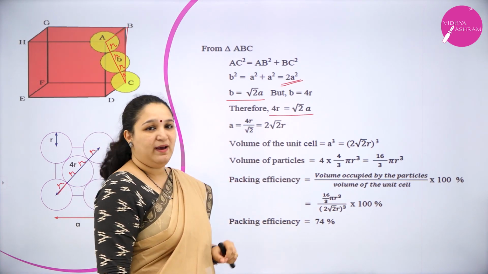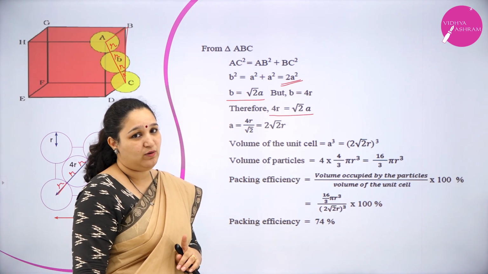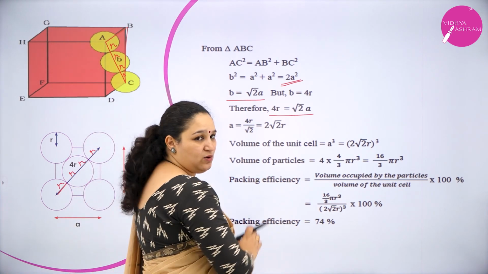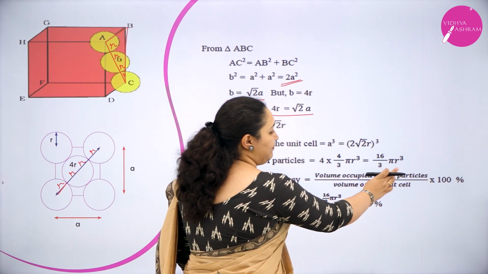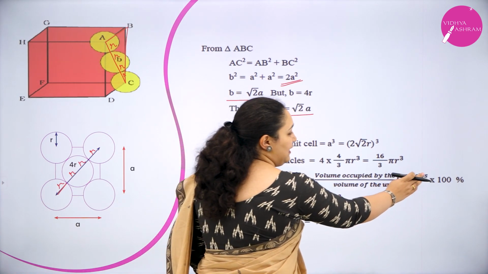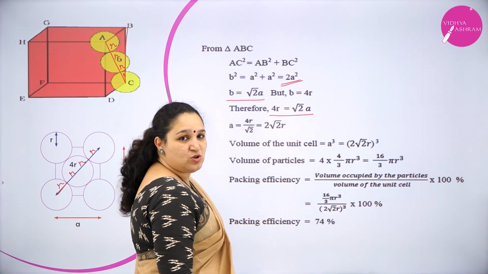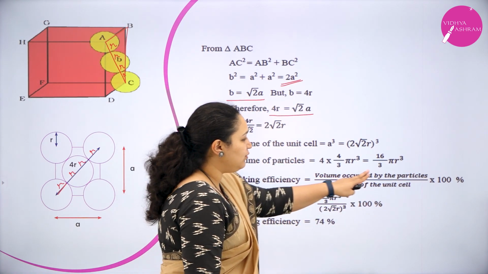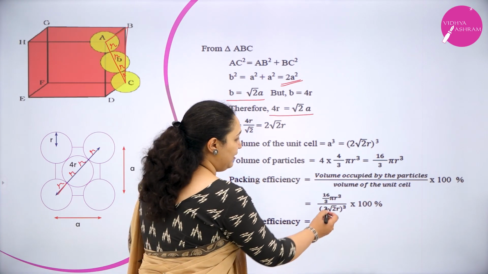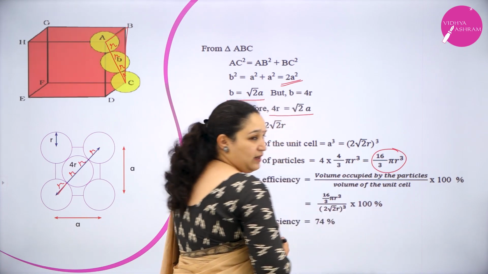Now I will substitute in my formula. It's very important to write the formula. Please don't forget. So packing efficiency is equal to volume occupied by the particles divided by volume of the unit cell into 100. So I'll put here volume occupied by the particles. What is it? 16 by 3 pi r cube. It has been substituted. Correct?